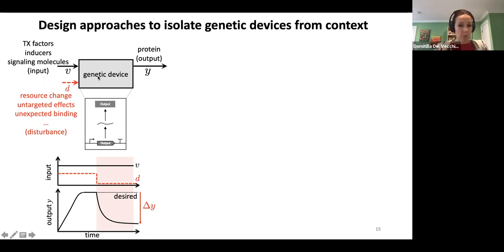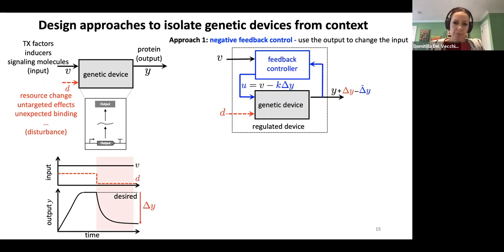That can happen at the transcriptional or the translational level, we'll get into that. So the expectation is that when the input is presented, the output is going to change, with an error compared to the desired one. So there are essentially two main ways in which you can address this. One is negative feedback control. The idea is that instead of applying a constant input to your genetic device, you make that input change based on the error that the output is experiencing due to the disturbance. So that's going to be your feedback controller.